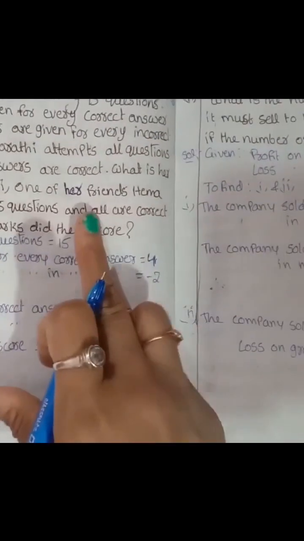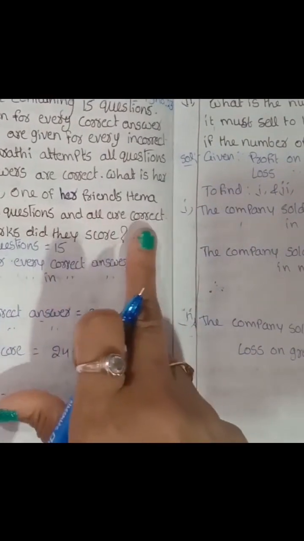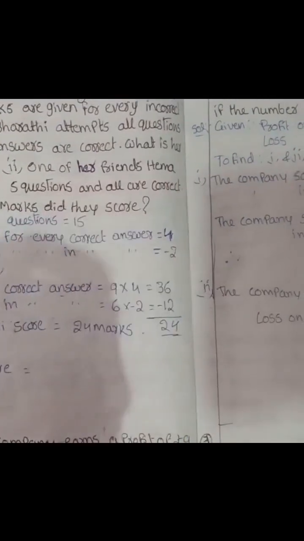Okay, Gagan, see the remaining marks. Correct answers are 9. 15 minus 9 is the incorrect answers, which is 6 only. So that's over. And next one is the second one. What does it say? One of her friends, Hema, attempts only 5 questions only. All are correct only. So how many marks did they score? So that's the Hema score.